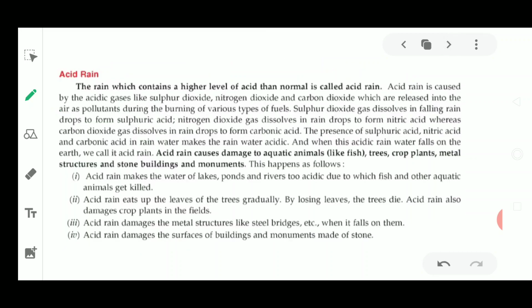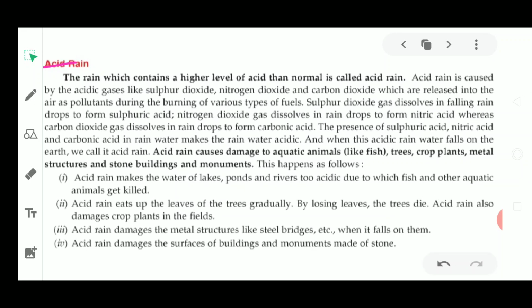Now next is the harmful effect of acid when it comes into the environment. Now from where is the acid coming into the environment? We have all heard about acid rain. It is rain which contains a higher level of acid than normal. When the acid comes down on the earth's surface with rain water, it is called acid rain.